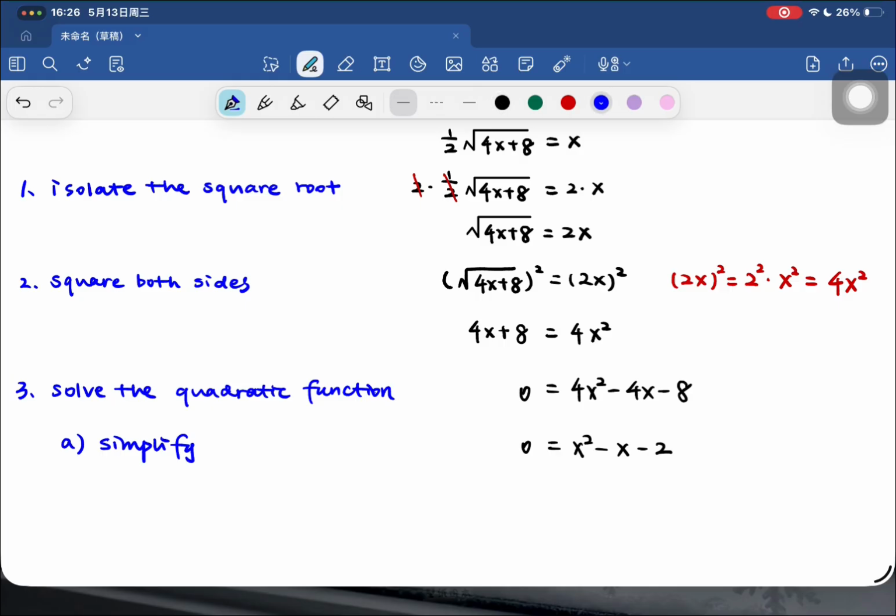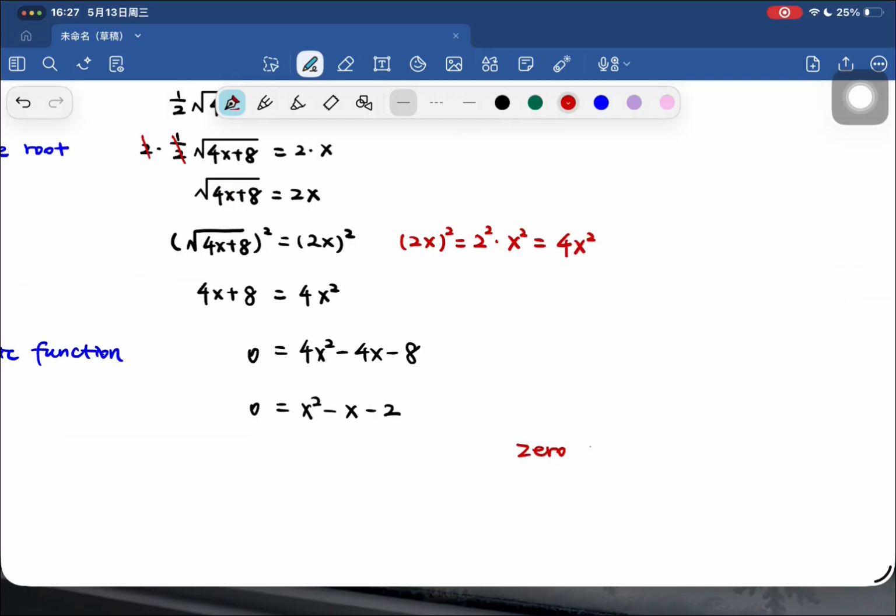Now we have to factor. You might be wondering why factoring helps. Factoring helps because it allows us to use the zero product property. So what is the zero product property?